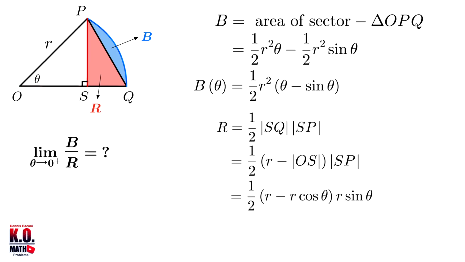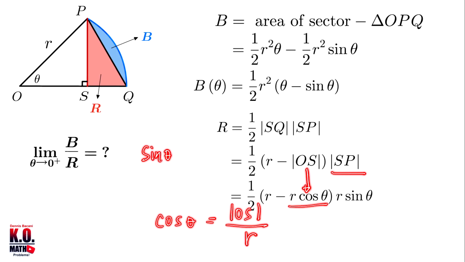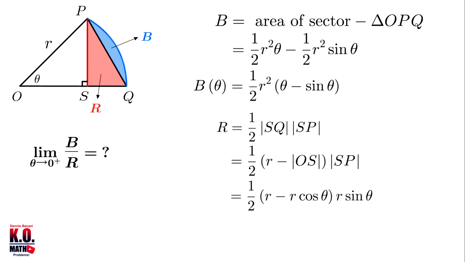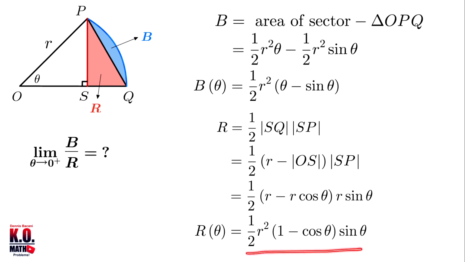And here we'll be able to get OS is equal to R cosine theta. So it is like from SOHCAHTOA, cosine of theta is equal to adjacent, which is the length of OS, over hypotenuse, which is equal to R. So therefore, the length of OS is equal to R cosine theta. And also for SP, so when we take the sine of theta, we'll get the opposite side, which is the length of SP over the hypotenuse R. And that will give us R sine theta. So we can also write the area of the red region as a function of theta as 1/2 R squared times the quantity 1 minus cosine theta times sine theta.